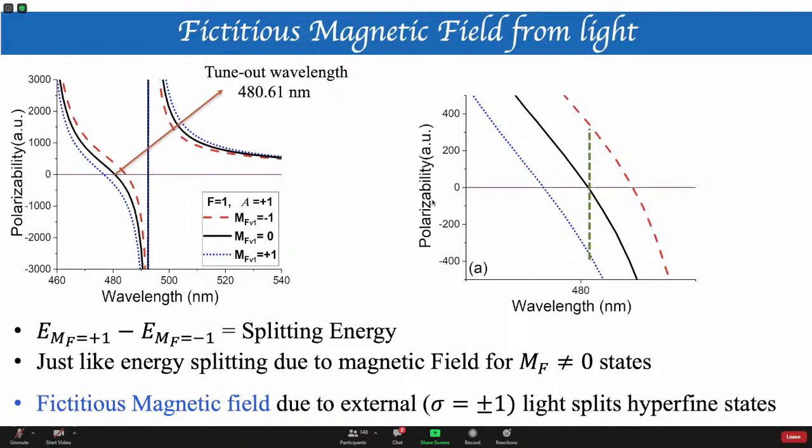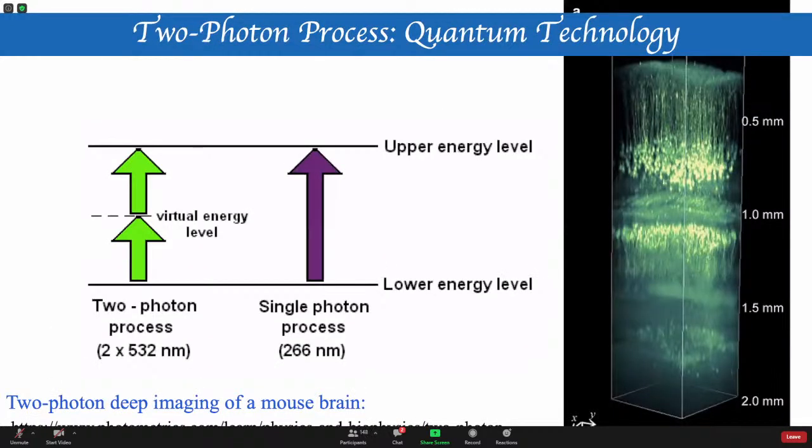Now, in the next few slides, we'll see whether we can exploit this synthetic magnetic field, or fictitious magnetic field, to do the spin exchange mechanism. Before going to that, there is one more phenomenon which I want to introduce.